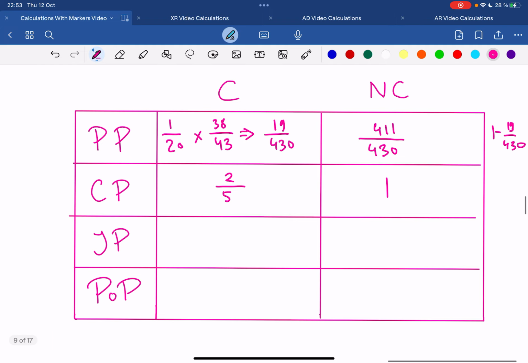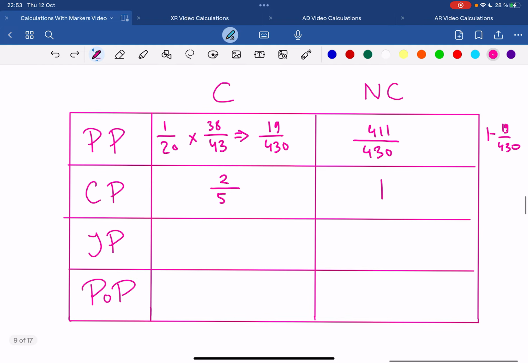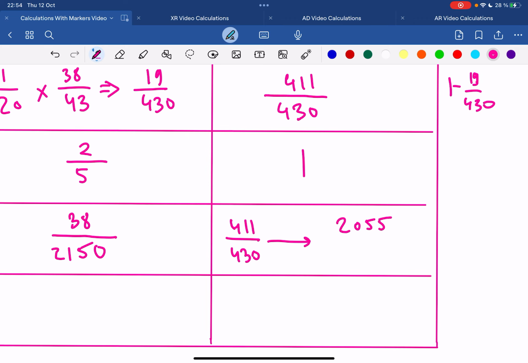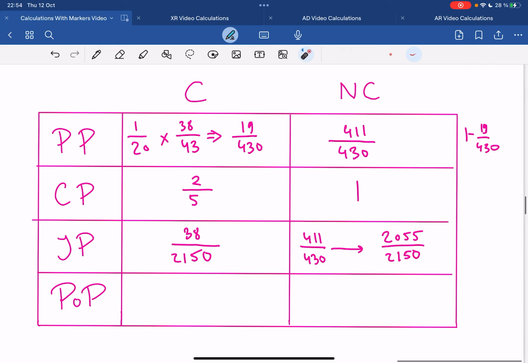And here would be 1, and then the joint probability is these multiplied by one another, which would be 38 over 2150. And here it would be 411 over 430, but we can multiply it to get the denominators to be equal. That would give us 2055 over 2150. What did I just do here?